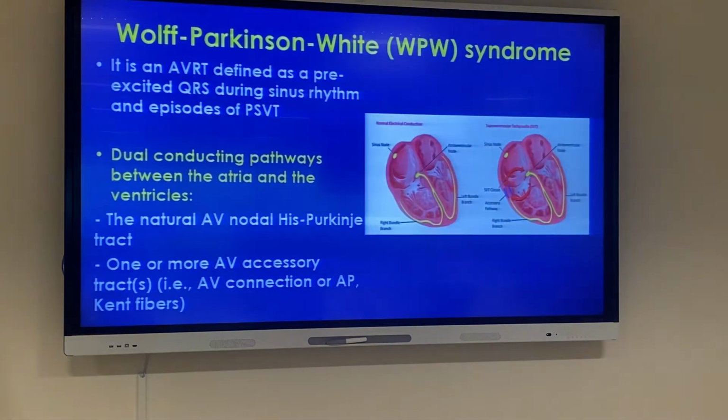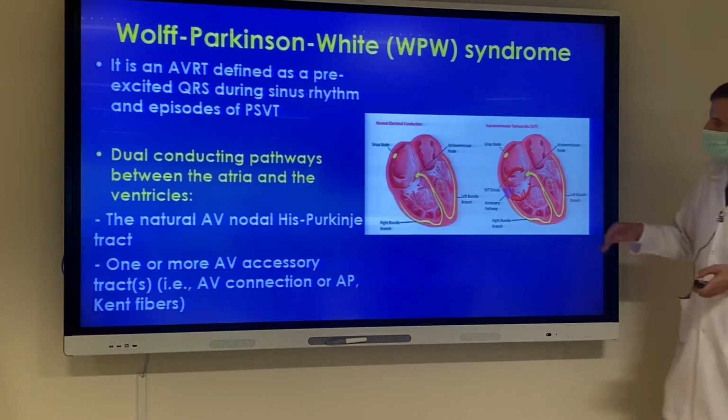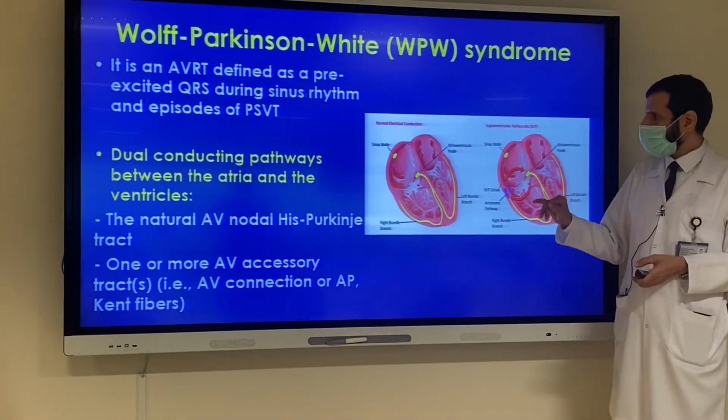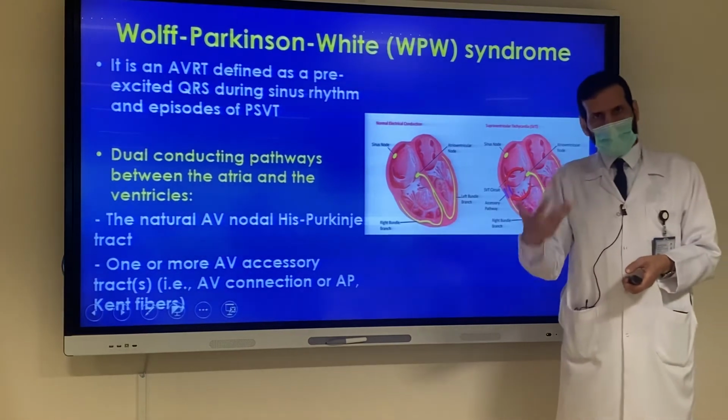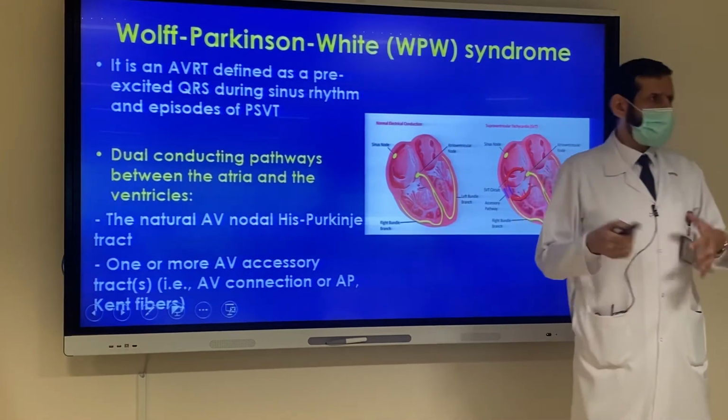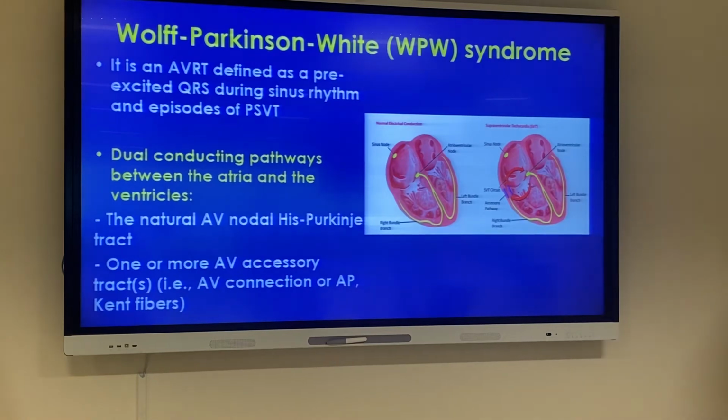Wolff-Parkinson-White syndrome is the same thing, but we have what we call a bundle of Kent or accessory pathway. It conducts from the atrium to the ventricle. It is muscular tissue, and they're born with it. Not everybody will have it. Certain people are born with this connection called an accessory pathway.